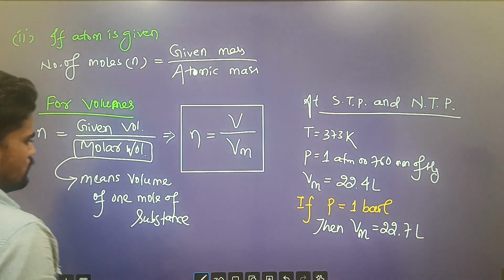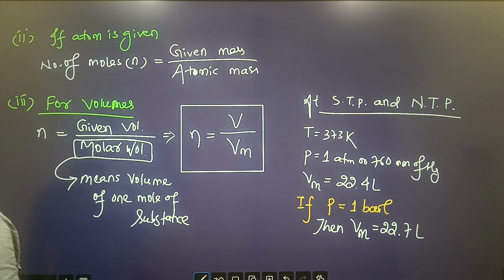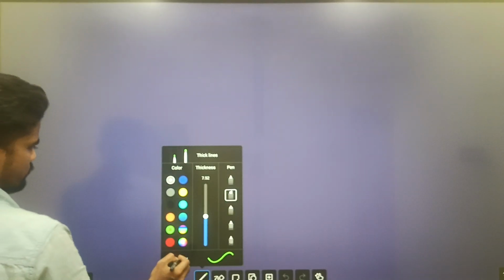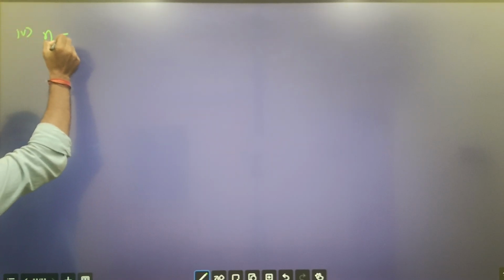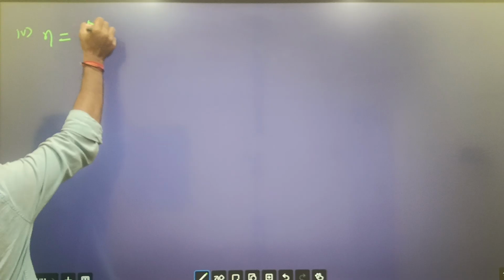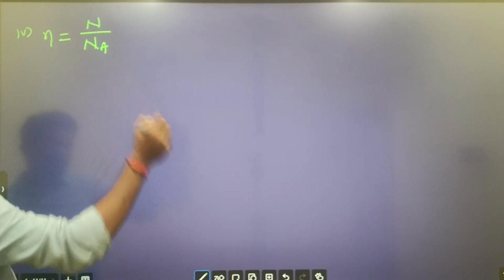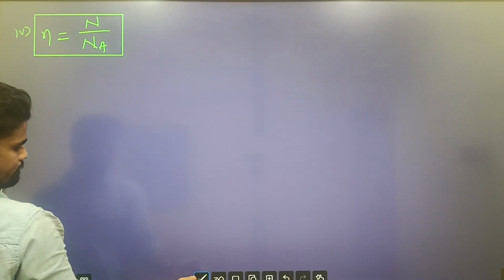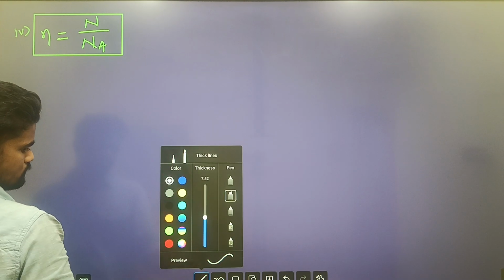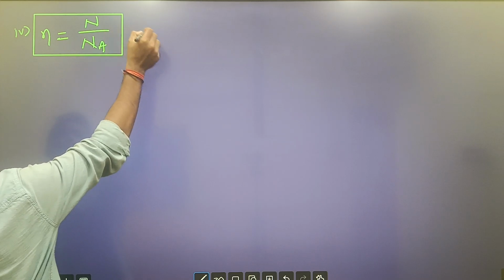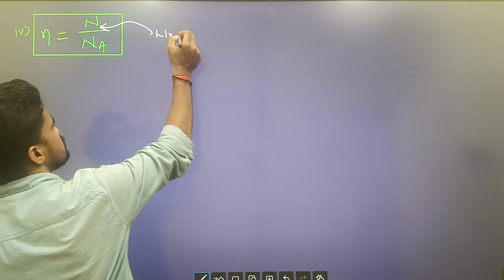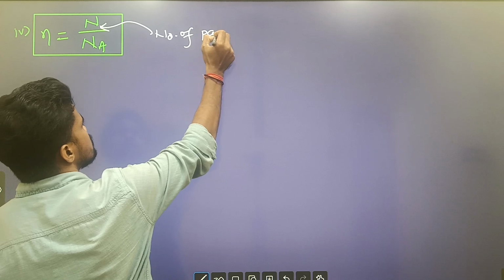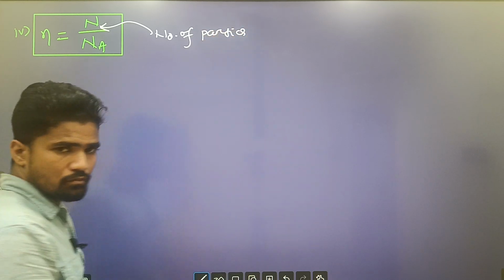So hope it is clear? Now one more formula regarding particles. Number of moles equals n by Na. So what is n here? n means number of particles. Particles means maybe atoms or molecules.